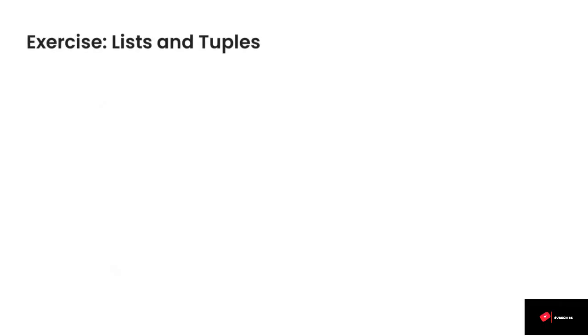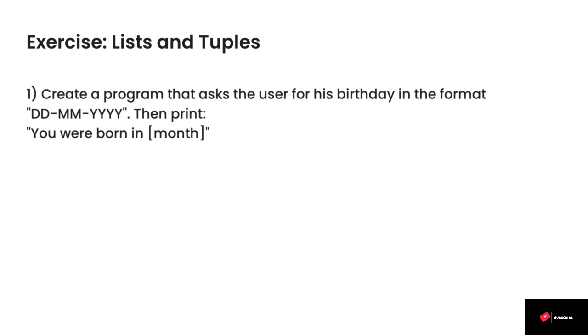It's time to exercise what we just learned about lists and tuples. Number 1, create a program that asks the user for his birthday in the format day with 2 digits, dash, month with 2 digits, dash, year with 4 digits. Then print, you were born in, and now you're going to have to print the name of the month.